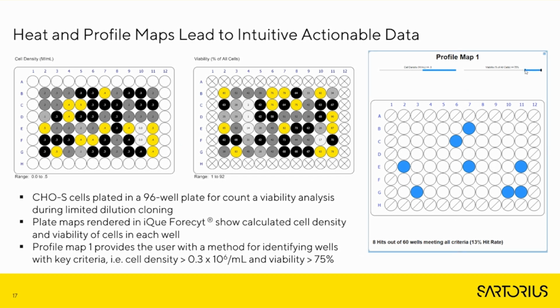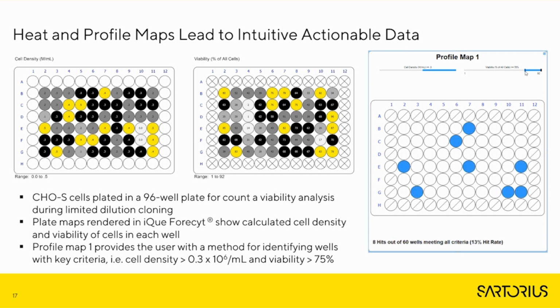So another thing that we can look at with the iQue Foresight is the heat maps and also some profile maps that we can use to look at intuitive, actionable data. So on the left-hand side here, we have the cell density and viability of all of our cells in the wells of a 96-well plate. So these are CHO-S cells that were plated in a 96-well plate for count and viability analysis during a limiting dilution cloning experiment. So these plate maps were rendered in iQue Foresight, and they show, as I've said, the calculated cell density and the viability of each of the cells.